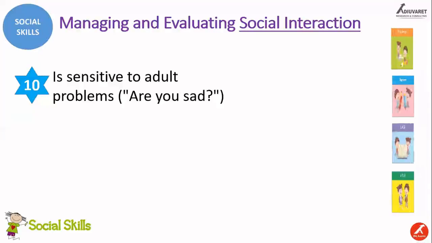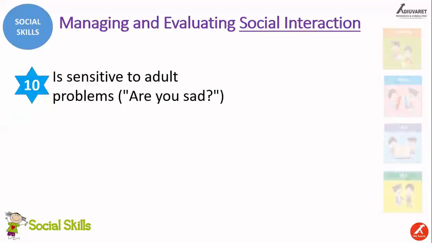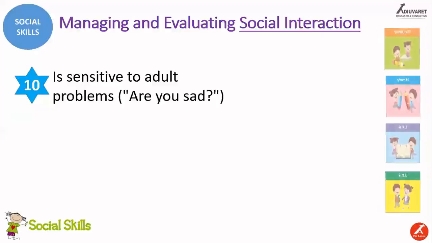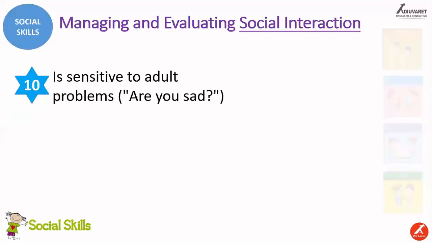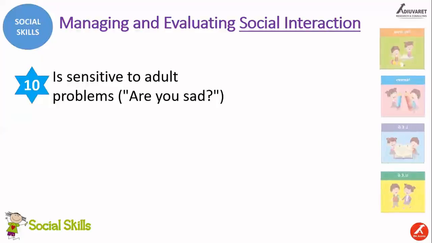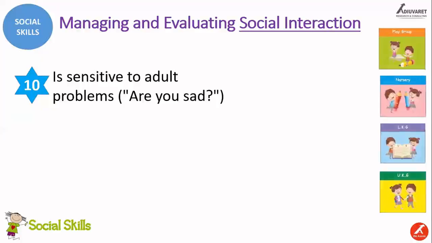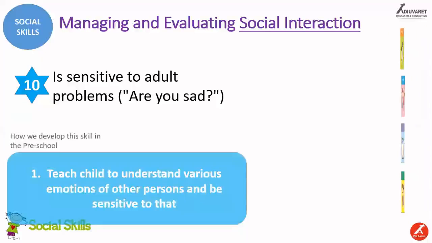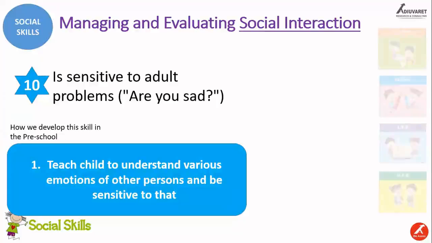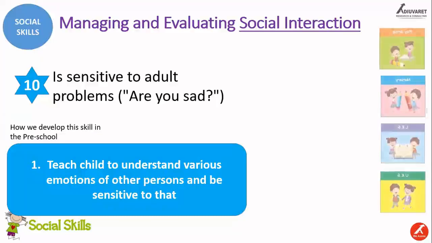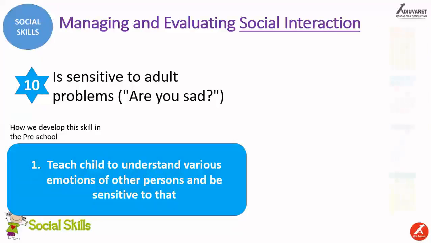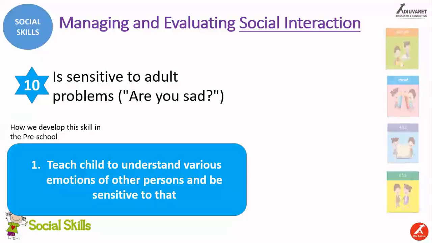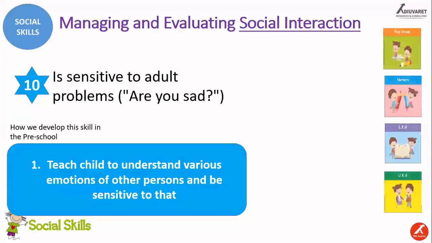Same thing can happen at home also. If parents are upset, parents are sad, parents are not feeling well, and the child is sensitive to that, then the child's behavior will change accordingly. If the child is sensitive and very much aware, in social interaction the child will reach out and check with the senior, asking what the problem is, and whether everything is right or not.